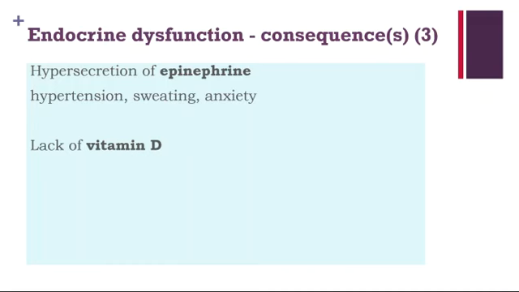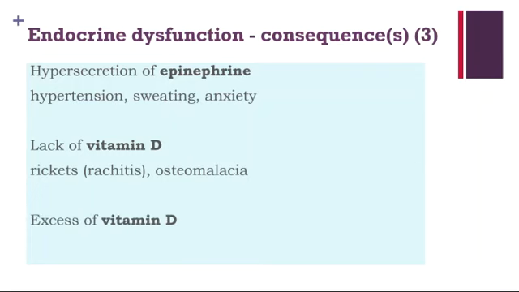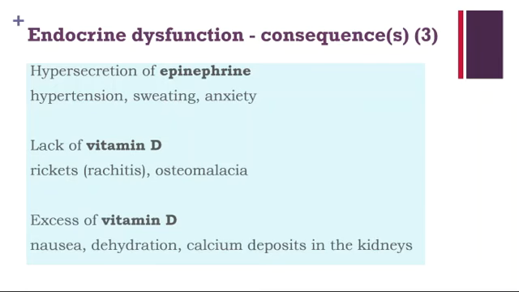A severe lack of vitamin D would lead to rickets, also called rhinitis, and osteomalacia. An excess of vitamin D would cause nausea, dehydration, calcium deposits in the kidneys. Now, let's review the questions you should ask a patient when you suspect an endocrine dysfunction.